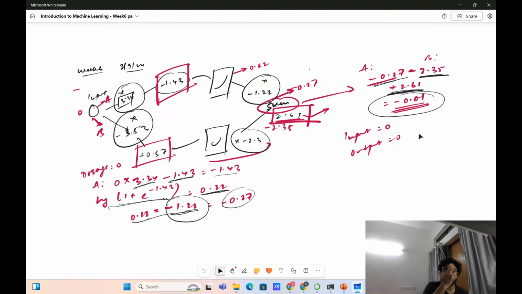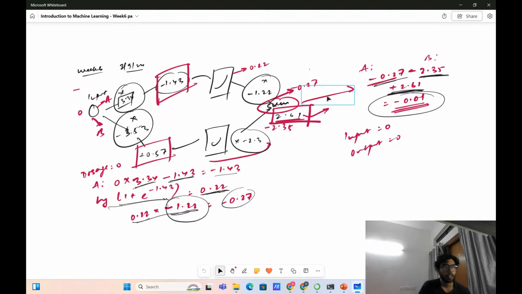Similarly, you can do it for an input of 0.5. If you do it for an input of 0.5, you should get an output very close to 1, right? Because for a dosage of 0.5, your medicine works. So your output should be 1.